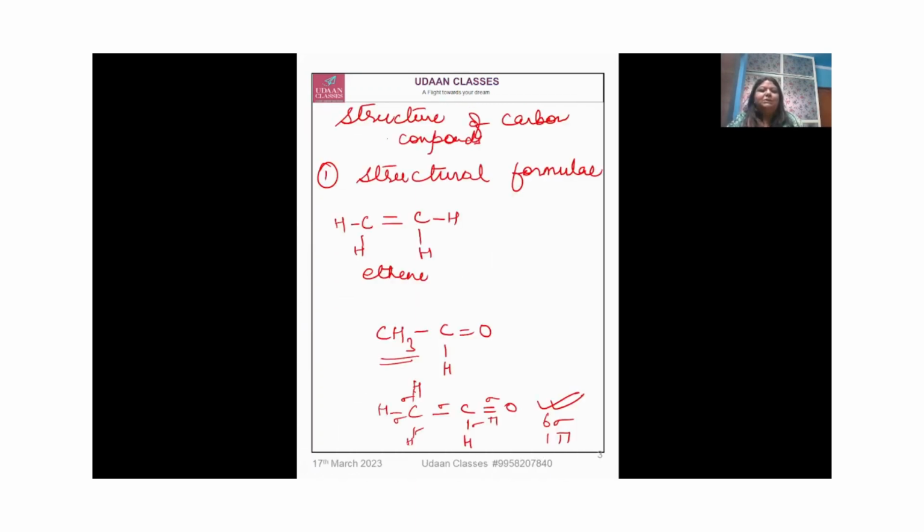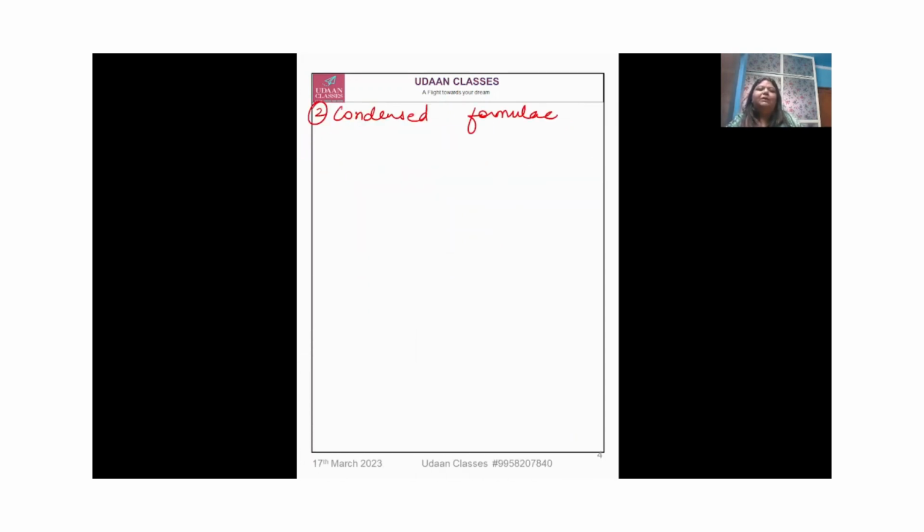Now the second way is called the condensed formula. It is a very time consuming process to write the structural formula of any compound, right? So in condensed formula we don't represent the bonds. If I have to write ethene, if you remember we did ethene like this, then I will write the condensed formula for ethene as CH2CH2. So without the bonds I am writing it. Is that clear?